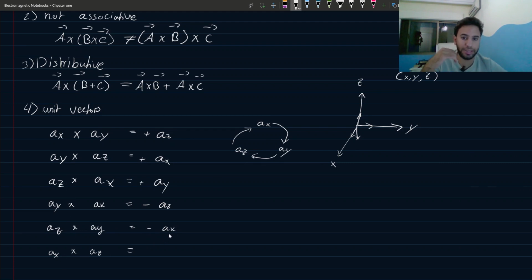AX cross AZ, but it's perpendicular to both Z and X. Oh, it's AY. Is it positive AY or is it negative AY? Well, let's take a look. We have AX, then AZ. Well, that's against the flow, against the grain, against the arrows. Well, it must be negative.